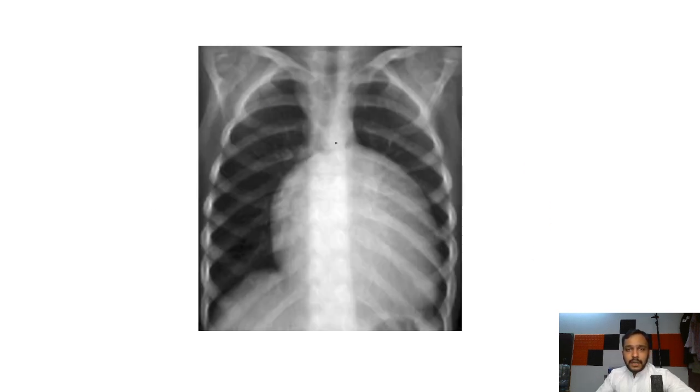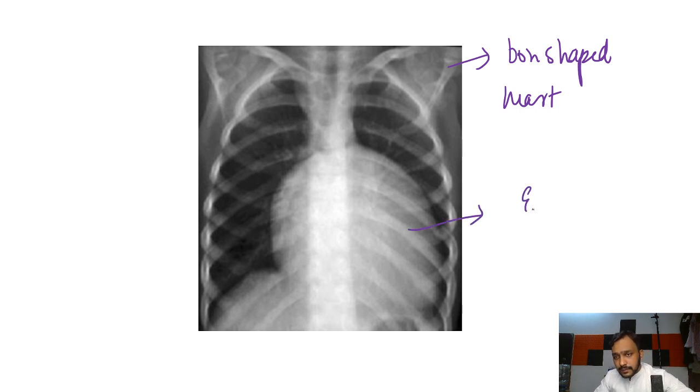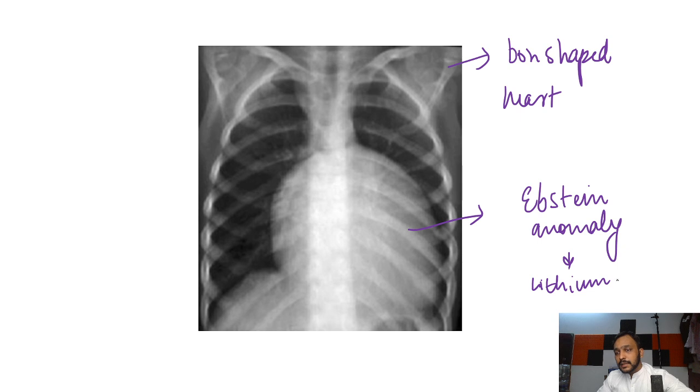So coming to the last case, guys, this was a case of box shaped heart, and it is seen in Ebstein anomaly, and it is associated with lithium intake, mothers who have a history of lithium intake.